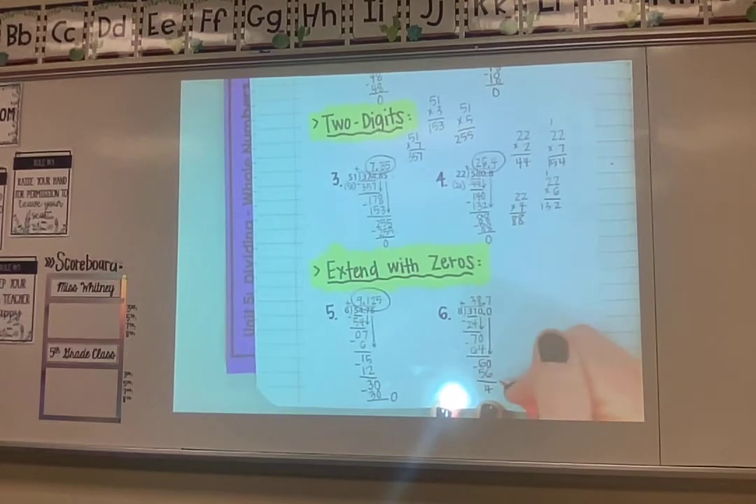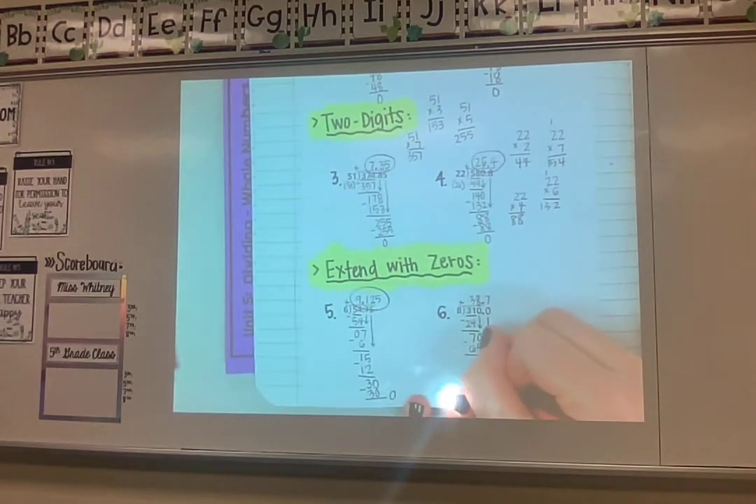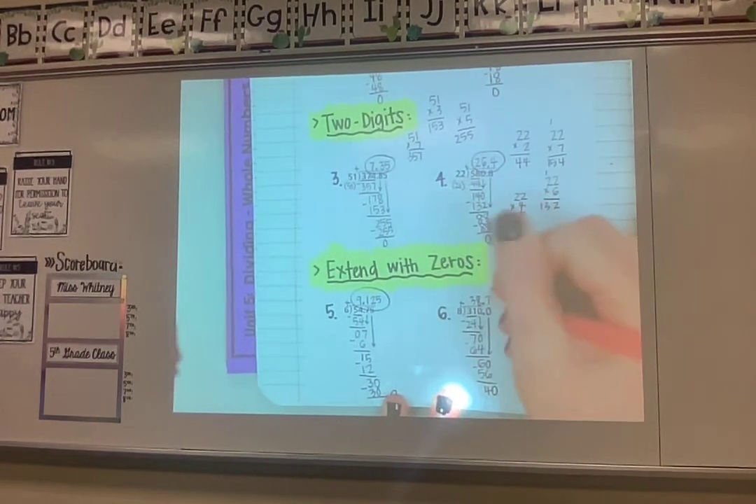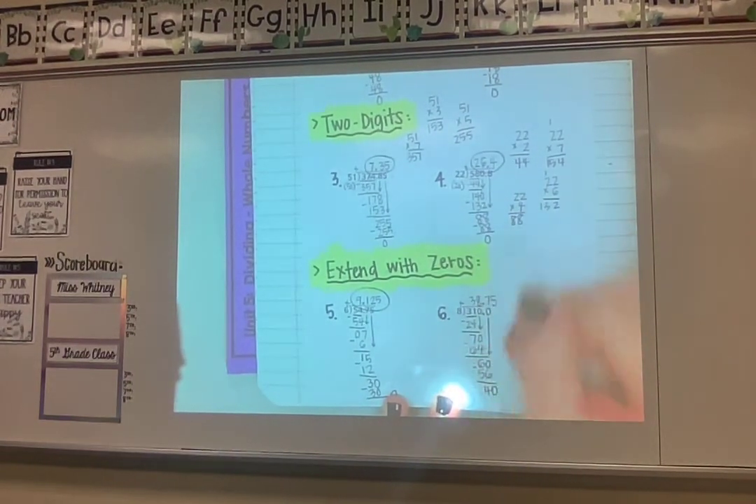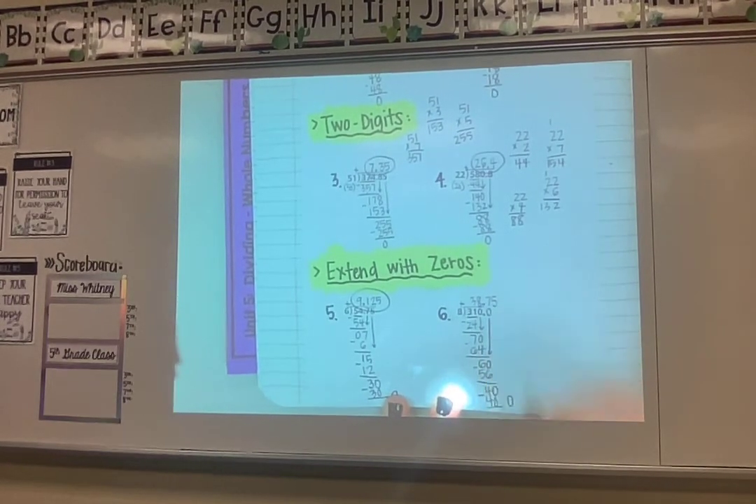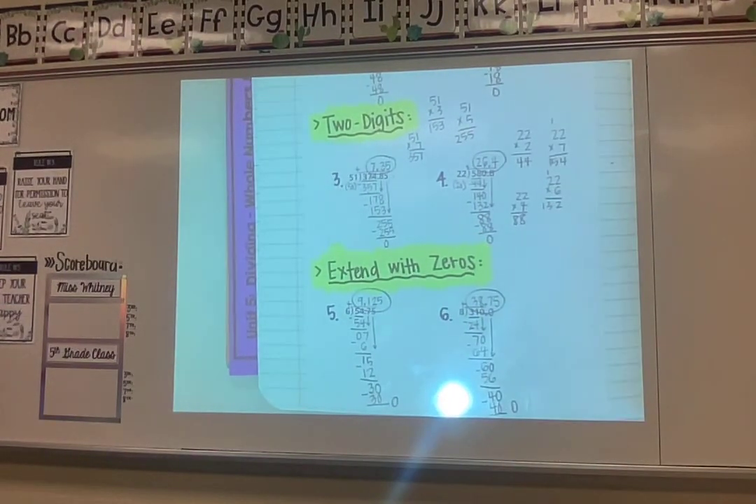I don't have anything to bring down, but can I have a remainder in decimals? No. So what do I need to do so that I can keep going? Just add a 0 and go again. So 40. How many 8s will go into 40? That would be a 5. 8 times 5 is 40. There we go. Now I have a 0, which is what I need. So 38.75. So if it looks like you're going to have a remainder, add a 0 and keep going. It should work itself out.